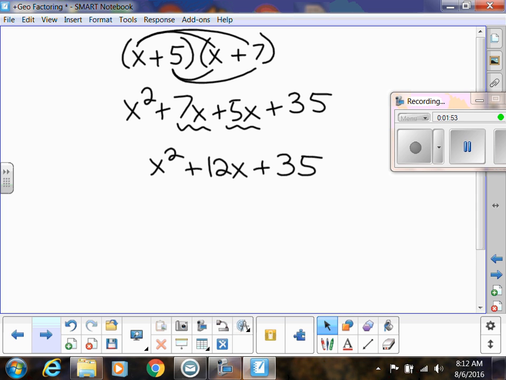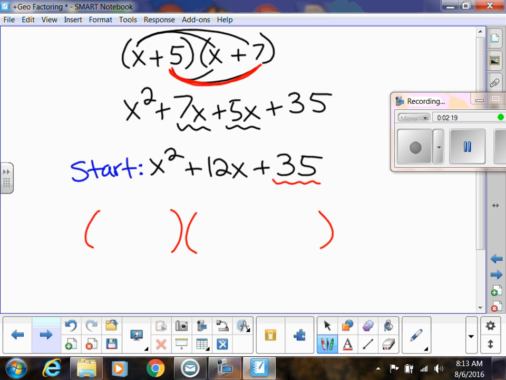So when I'm going backwards, starting from here, here's my thought process. I got this constant number, the 35, when I did the 5 times the 7. So I'm looking for 2 numbers in my parentheses. I want these 2 numbers to multiply to give me that 35. And since 35 is constant, these 2 numbers have to be constant. They will not have x's in them.